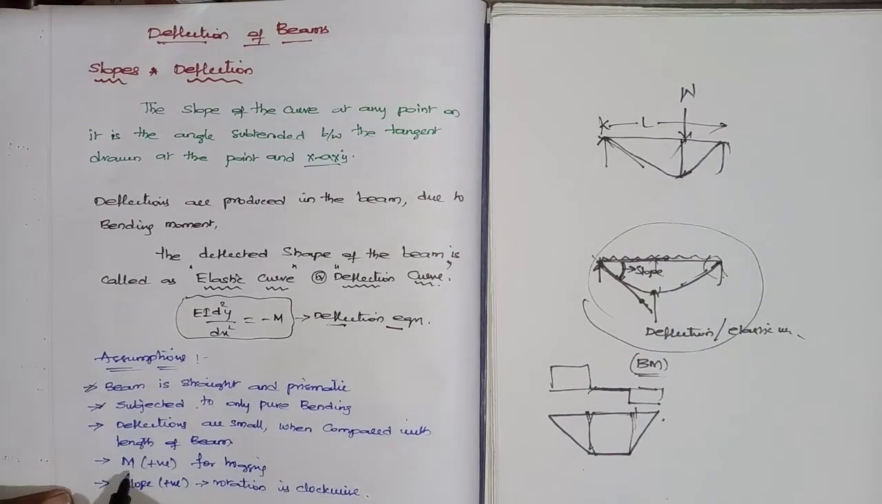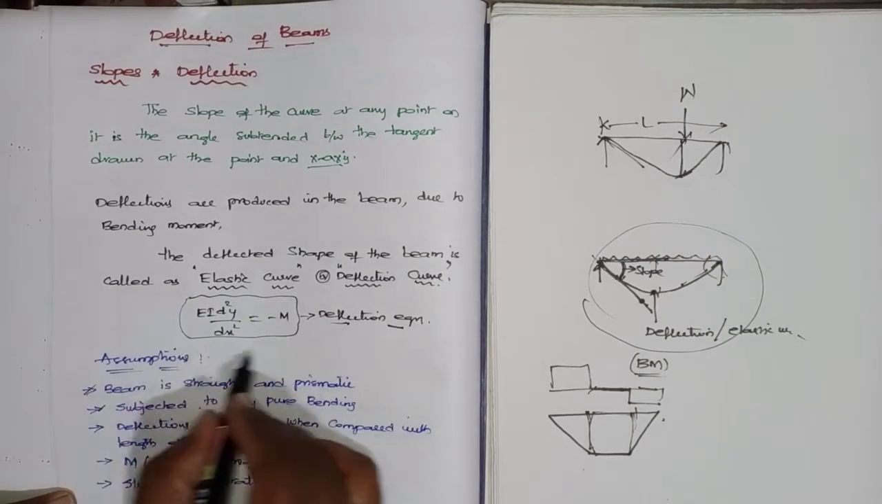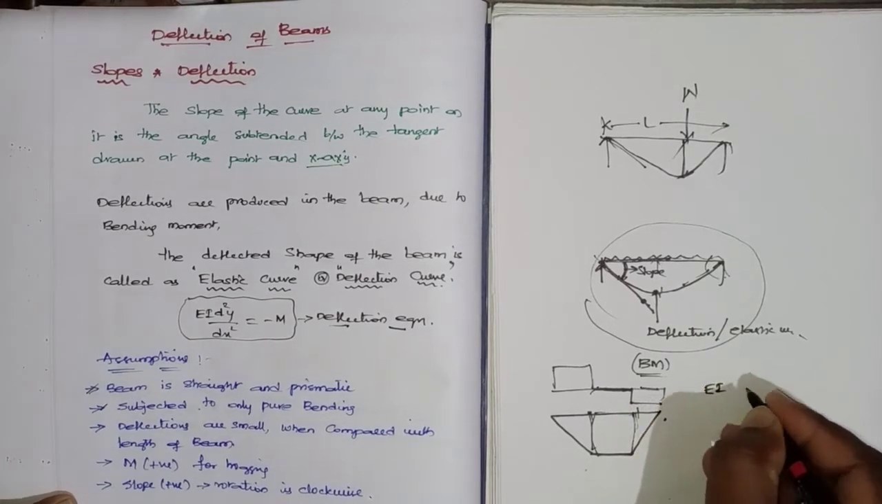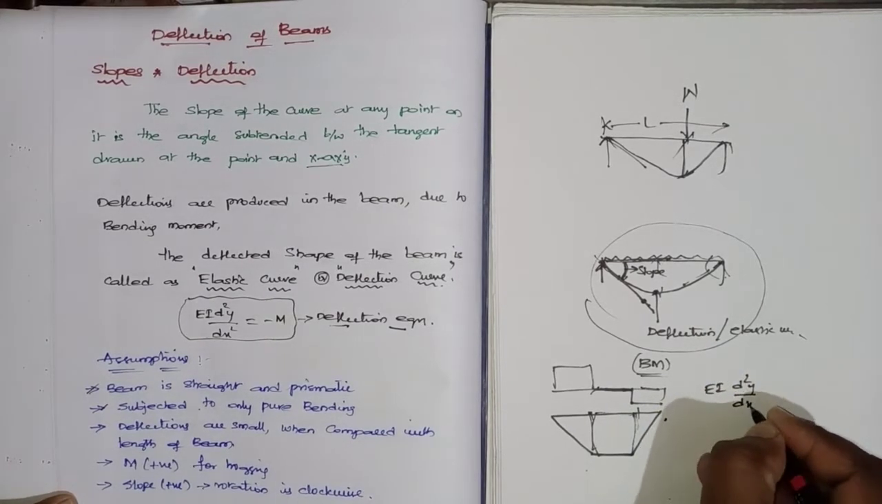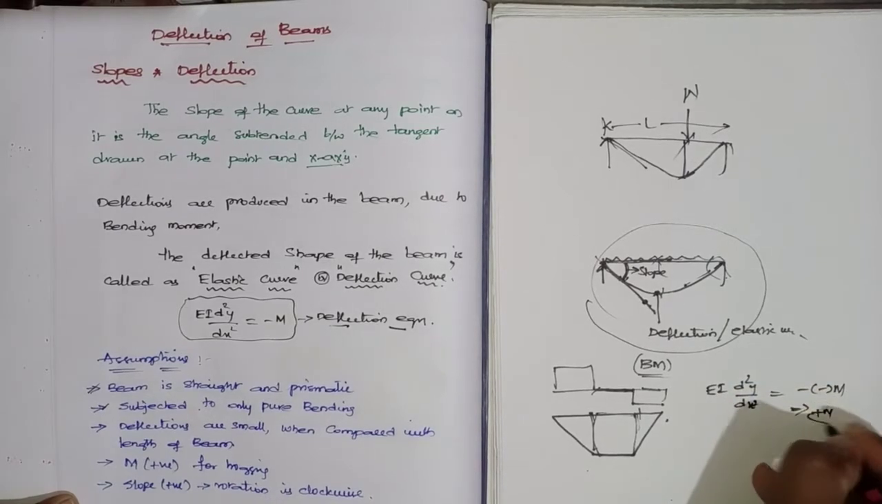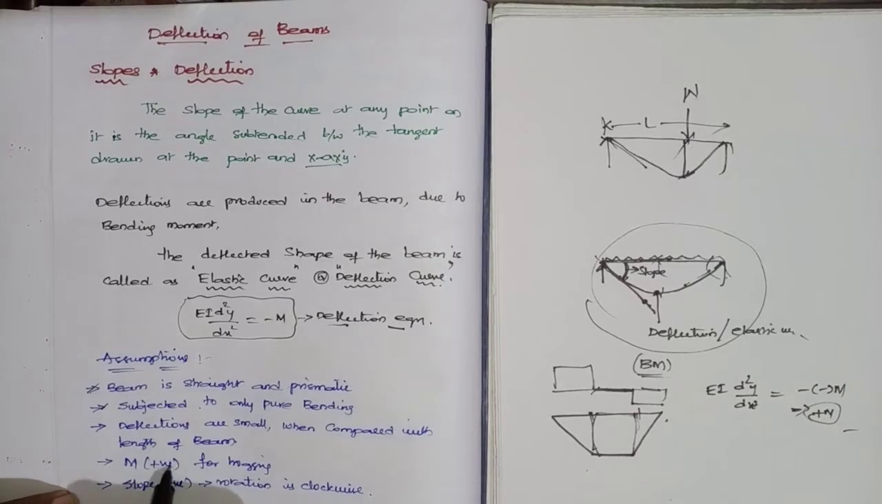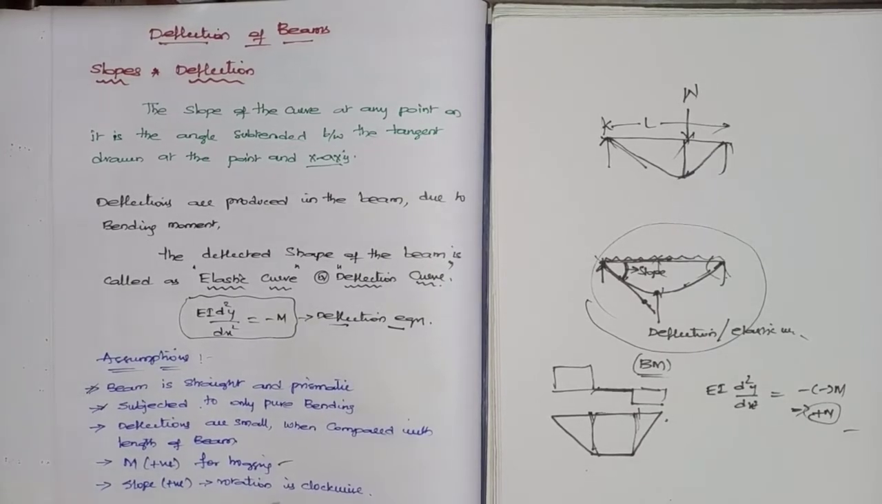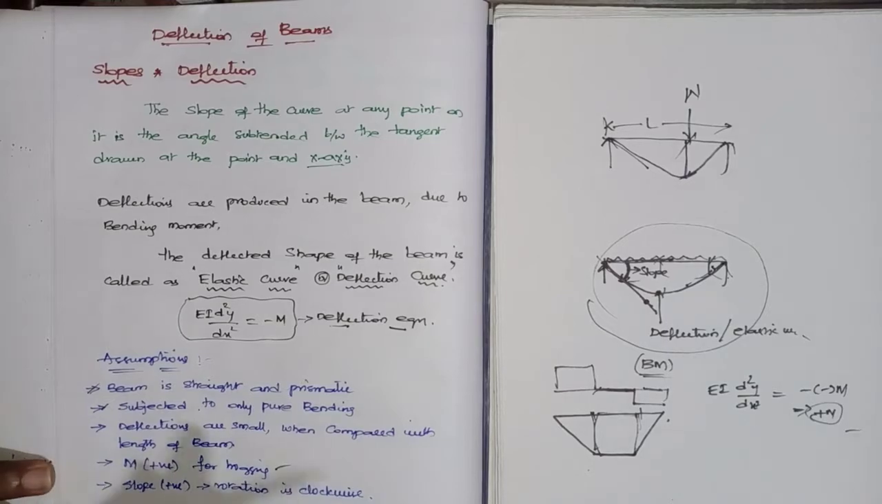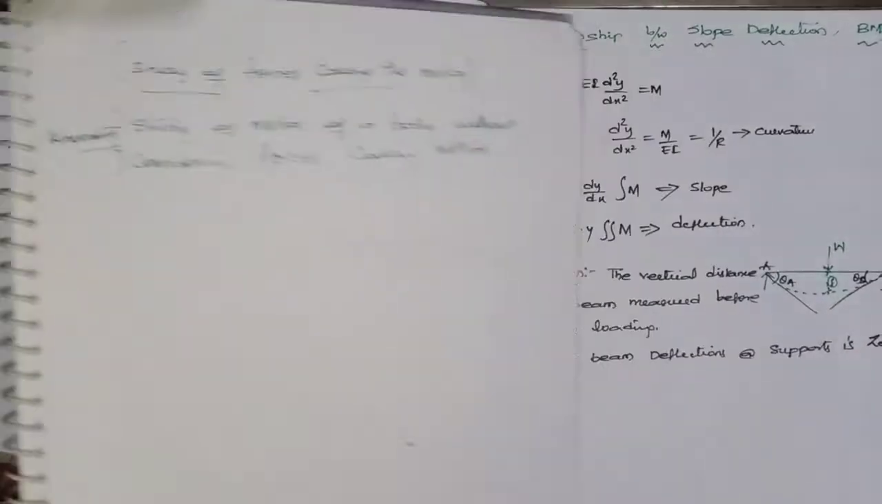And M is positive for hogging, because generally the hogging bending moment is taken as minus M, so minus of minus M will become plus M. That is the reason they call it M positive for hogging. And slope is positive when the rotation is in the clockwise direction. So these are some of the assumptions.